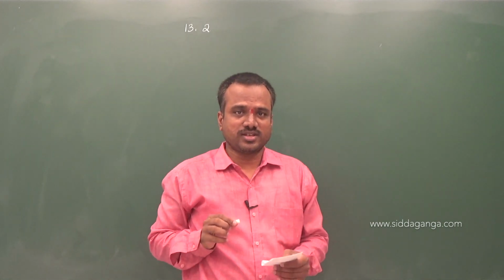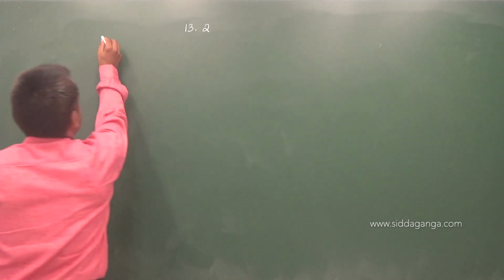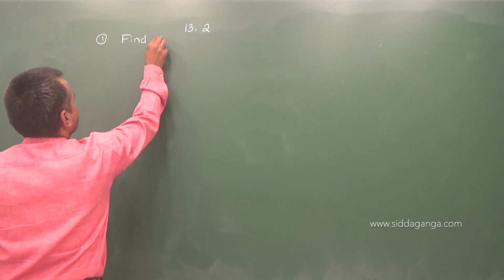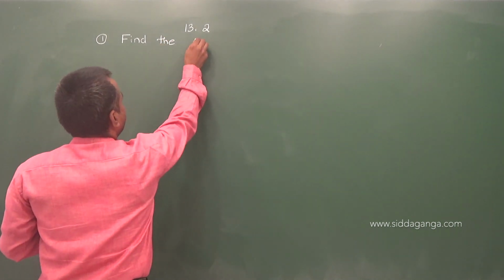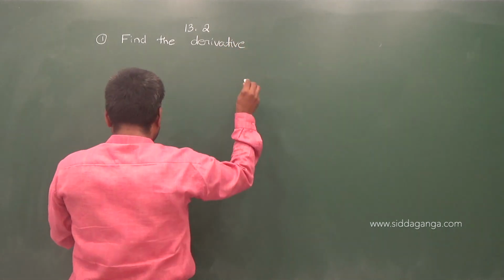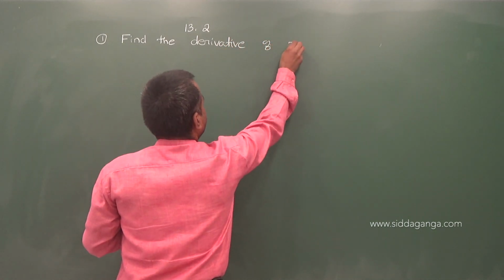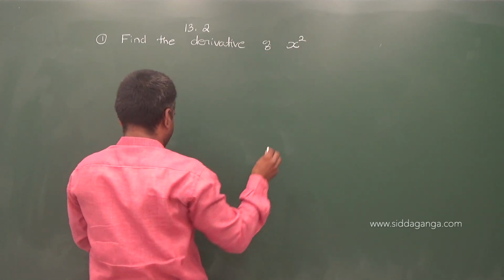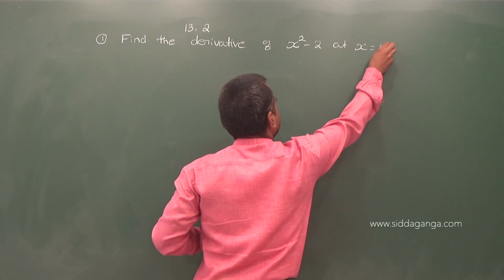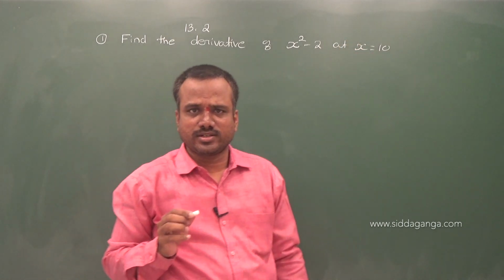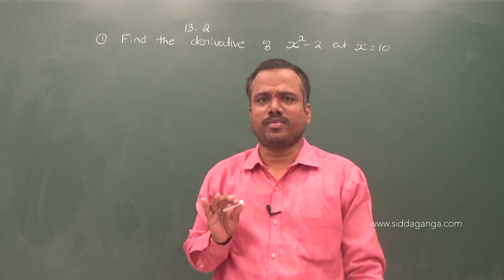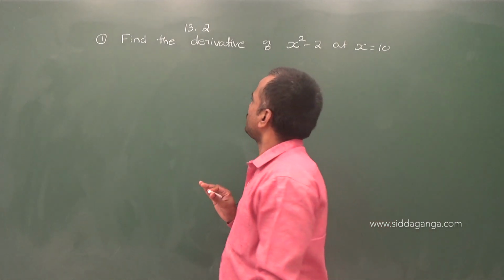Exercise 13.2. The first problem, a very simple question. Observe here. Find the derivative of x square minus 2 at x is equal to 10.